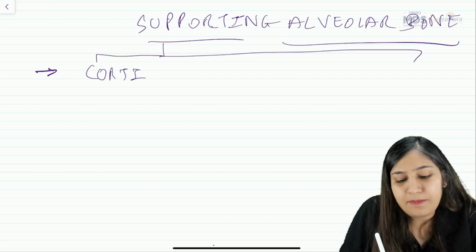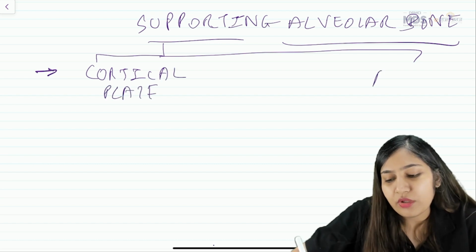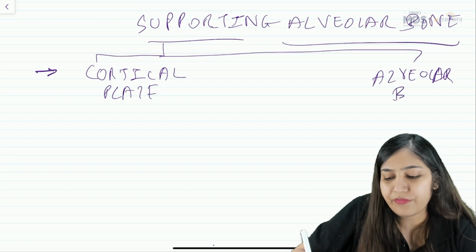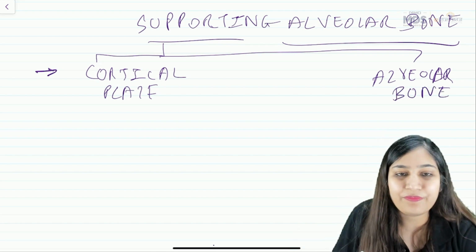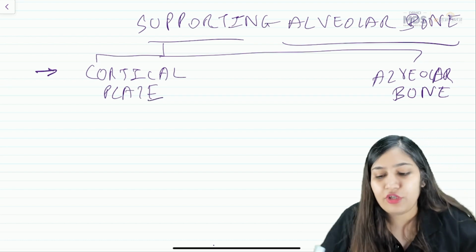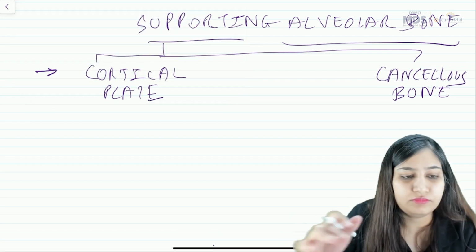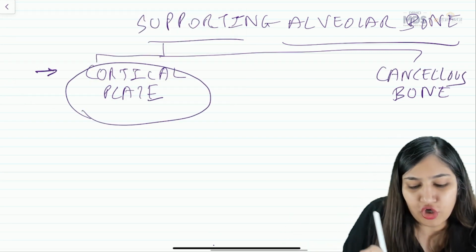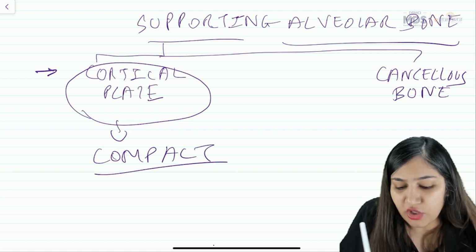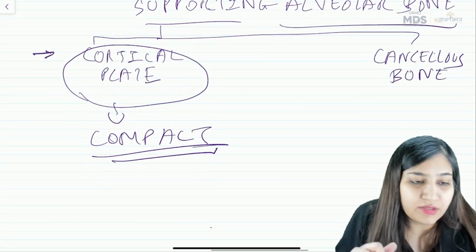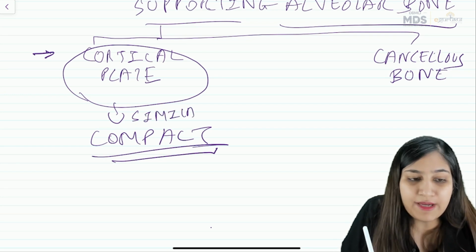Cortical plate and alveolar bone. In the starting only we had seen about the cortical bone, right? Cortical plate and alveolar bone. Sorry, cancellous bone. Cortical plate: the structure of cortical plate is similar to compact bone. We had seen it is a strong, dense bone. So the structure is similar to compact bone.